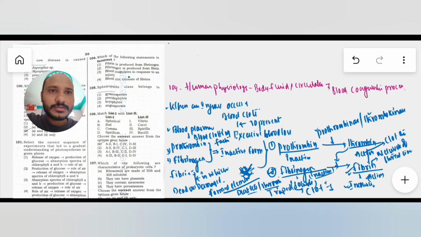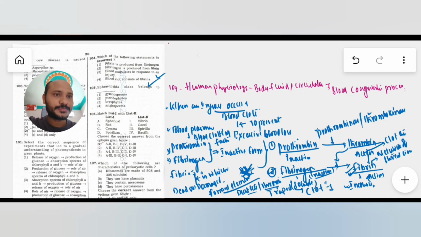Here, blood coagulation occurs in response to injury only. When injury occurs, in that situation only blood coagulation will occur. So the third statement is right. Blood clot consists of fibrins. Yes. Generally in a blood clot, the important molecule is fibrin only. Why? Because it is a network of thread-like structures in which dead and damaged formed elements, platelets, are trapped. So it helps to clot the blood. So this statement is right, this one also right, and the first one also right. But the second statement is wrong. So for question 104, the right answer is the second, since we need the incorrect statement.